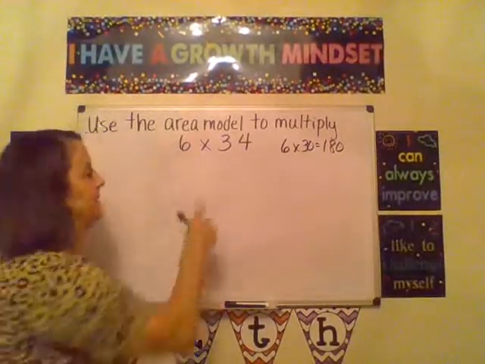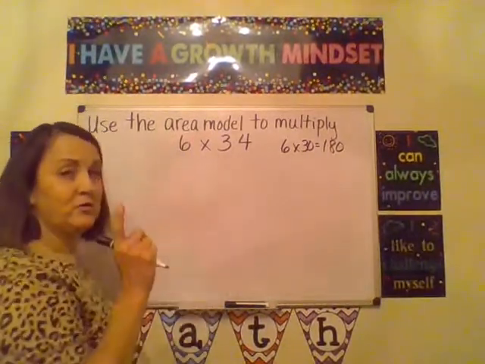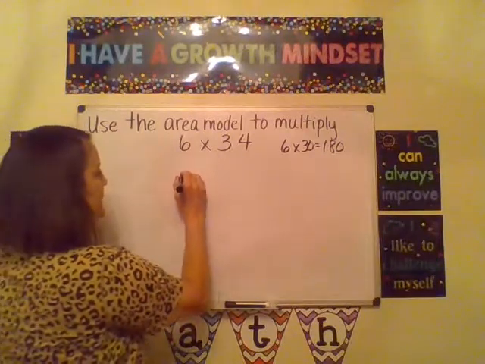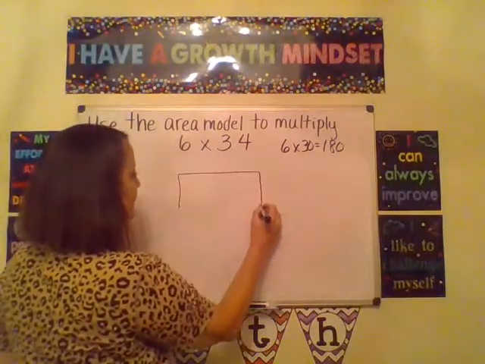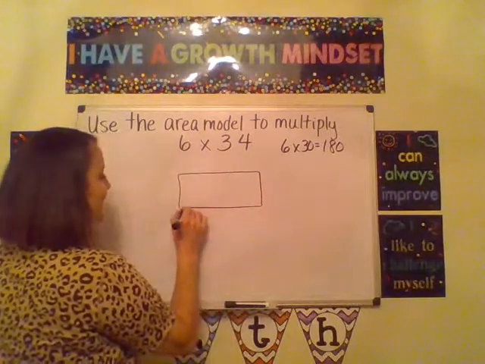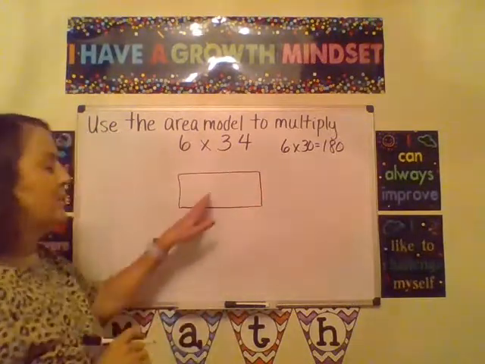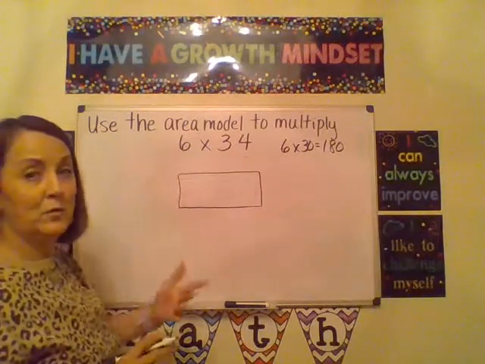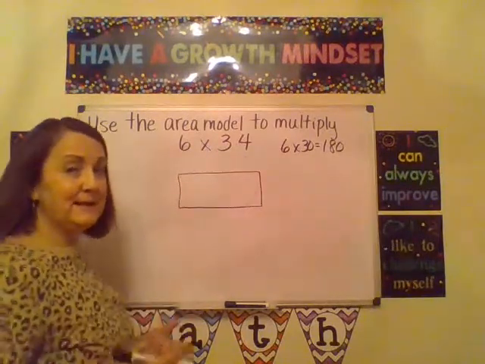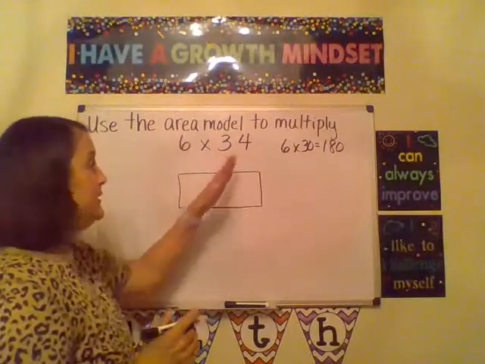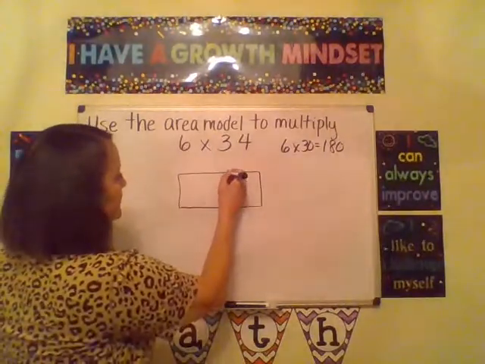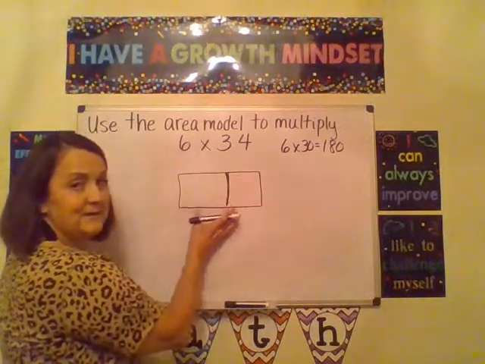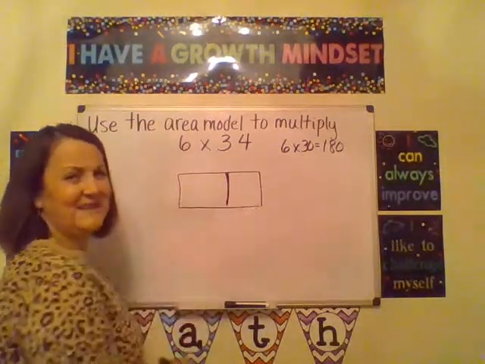So copy this, and then we're going to draw a rectangle. We need to make it big enough because we're going to write inside our rectangle. So here's the rectangle, and we're going to divide this box up into the tens and the ones. Because the tens place is a greater value than the ones place, we are going to make this the ones and this the tens.